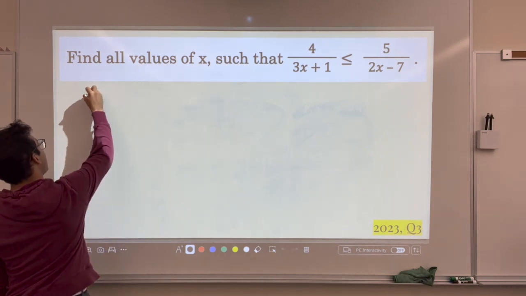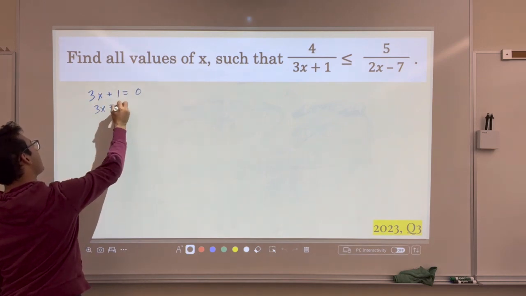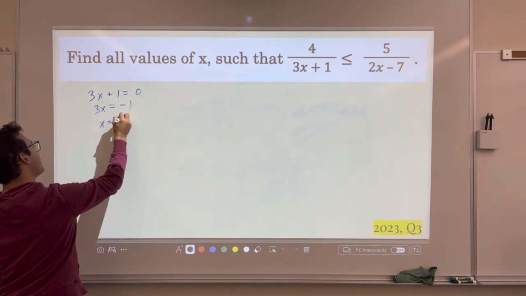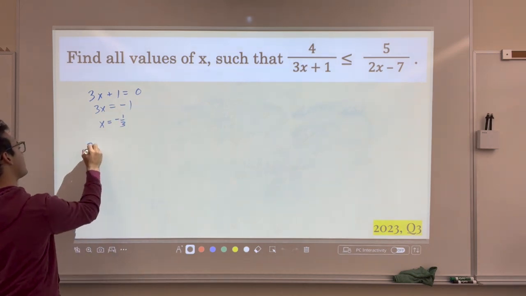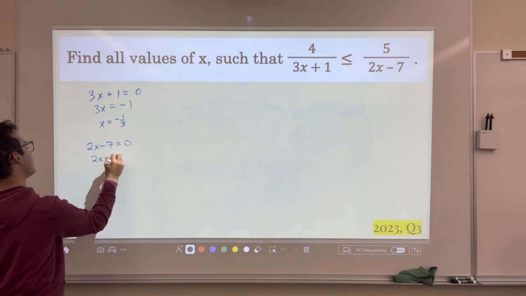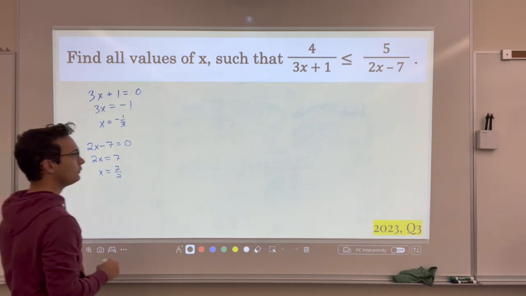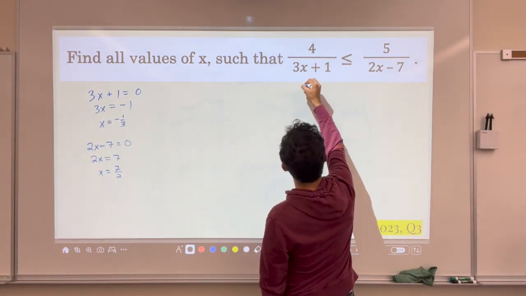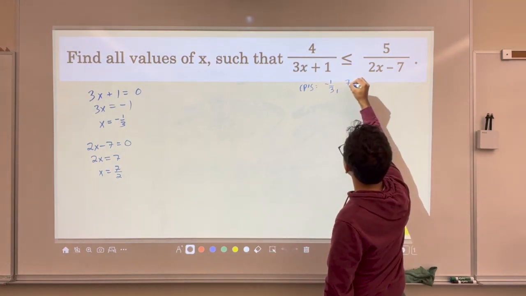So where 3x plus 1 equals 0, 3x is equal to -1, and x equals -1/3. So that is one critical point. Another critical point would be where 2x minus 7 equals 0, therefore 2x equals 7, and x equals 7/2. So 2 critical points, I'll write them up here. We have them as -1/3 and 7/2.